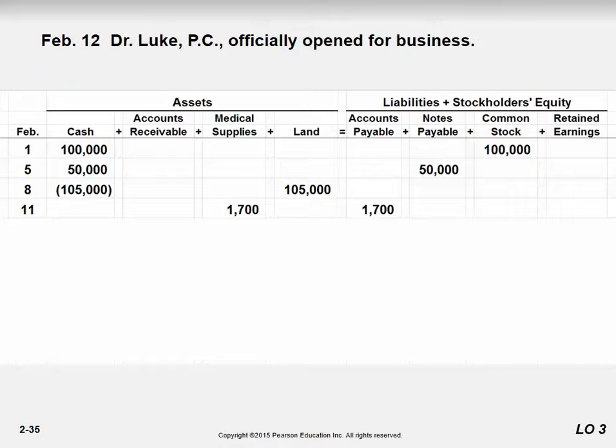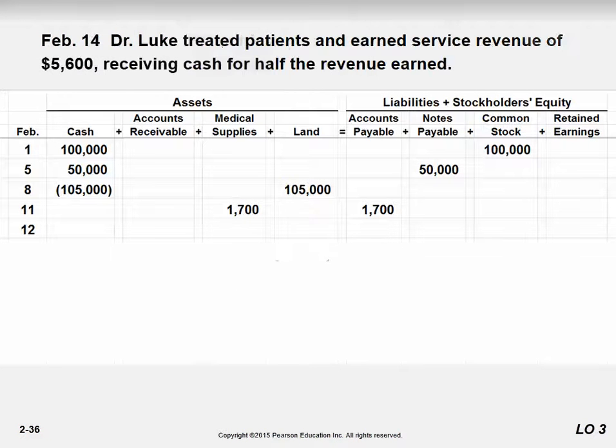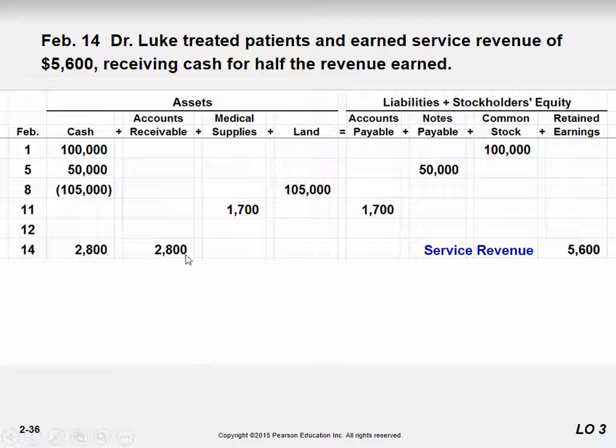Dr. Luke officially opens for business. As we've said, this is not an accounting transaction, this is just an event. No entry. Dr. Luke treated patients and earned, here's a big clue, earned service revenue, that means you're going to book revenue, of $5,600, receiving cash for half the revenue earned. So you earned $5,600, but you didn't receive cash of $5,600, you received cash for half of it. So you will see here half of it as cash, half of it as an accounts receivable. You expect to receive it in the next 30 days. And then service revenue, because you book revenue when earned.